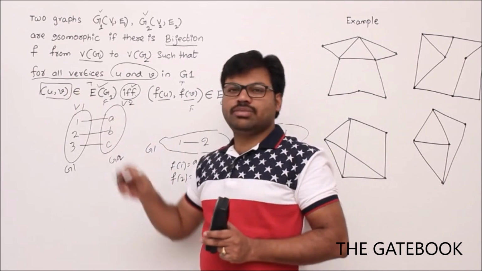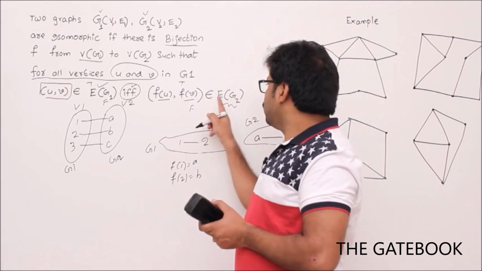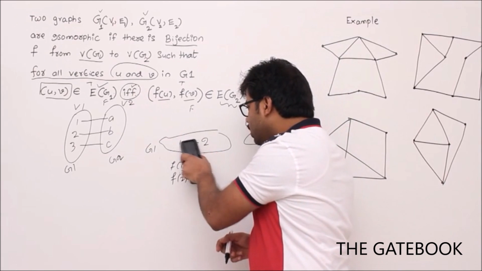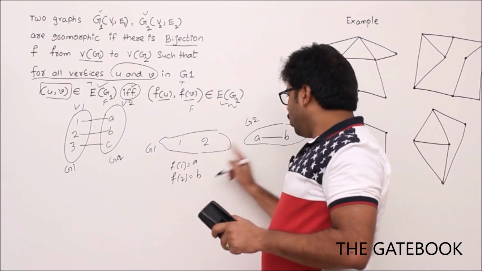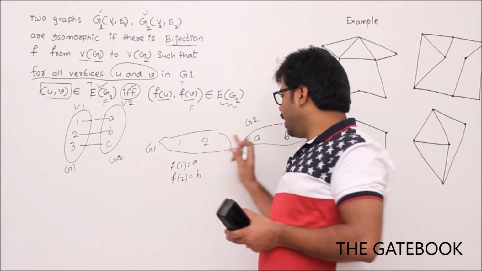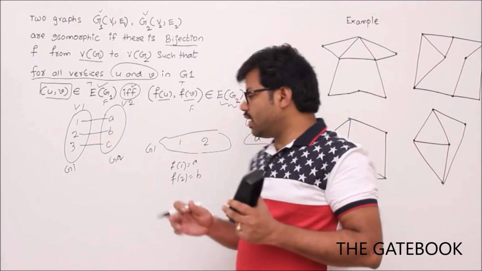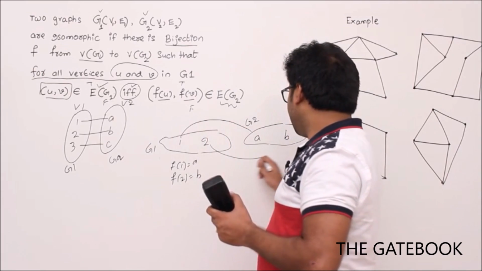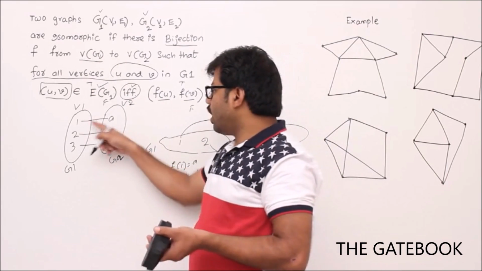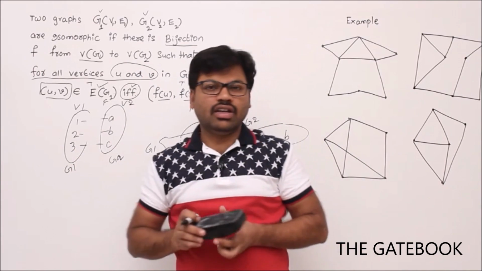That means if there is no edge between u comma v in graph 1, then in G2 also there should not be an edge. That is what if and only if means. So if there is no edge between 1 comma 2, then A comma B also should not have an edge. What is the significance of A and B here? A is the image of 1, B is the image of 2. But how to decide that 1's image is A and 2's image is B? This definition won't say how to calculate the images, but finally you should show such a function. So you should map it.